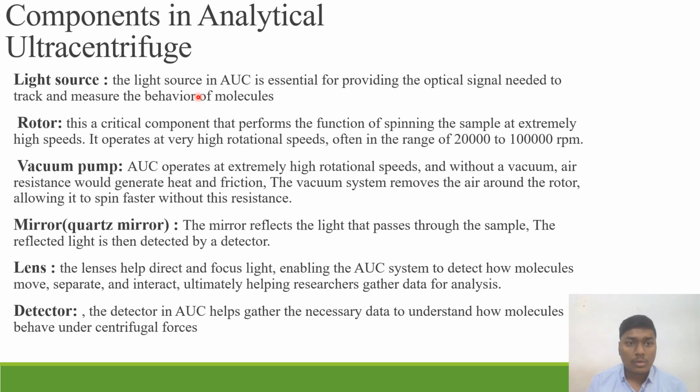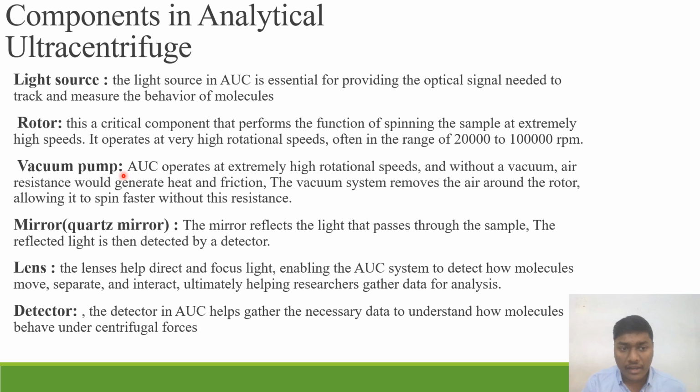Okay, now let's talk about some of the components which we have seen in our previous slide. The components in analytical ultracentrifuge. We have seen a light source. The light source of AUC is essential for providing the optical signal needed to track and measure the behavior of molecules. The second component is the rotor. This is a crucial component that performs the function of spinning the sample at extremely high speed. It operates at very high rotational speeds, often ranging from 20,000 to 1 lakh rpm. As I have said earlier, it is a very high rotational speed.